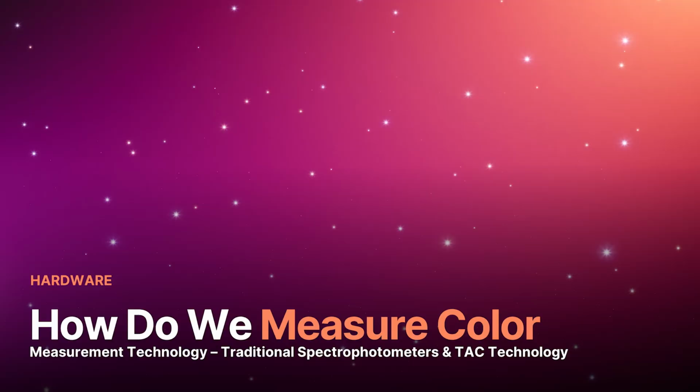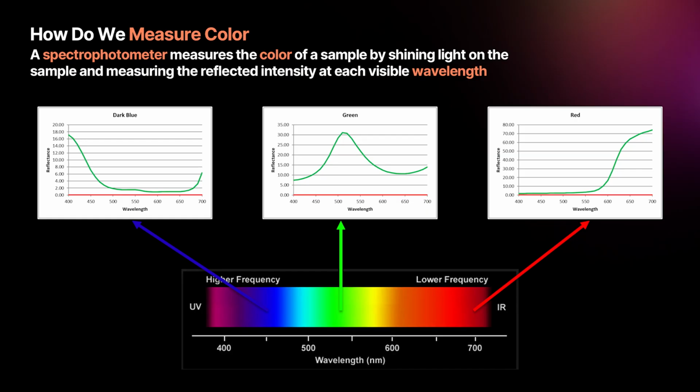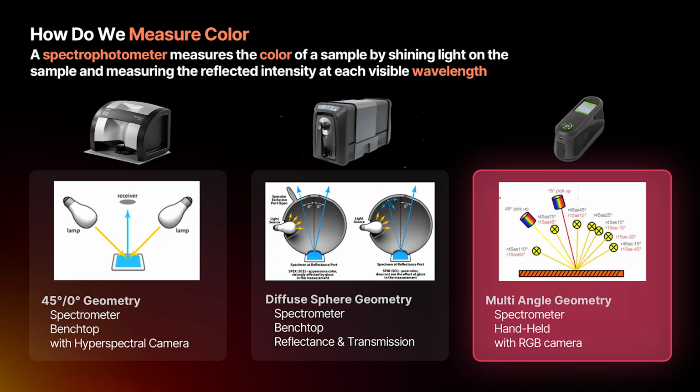So how do we measure color? Some people may be familiar with spectrophotometers. We measure color with a spectrophotometer, which measures a sample by shining light on the sample and actually measuring the reflected intensity at each visible wavelength. So from 400 to 700 nanometers, we are measuring the actual color and reflectance of that material. We do this with multiple spectrophotometers.